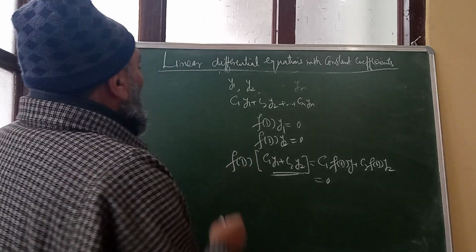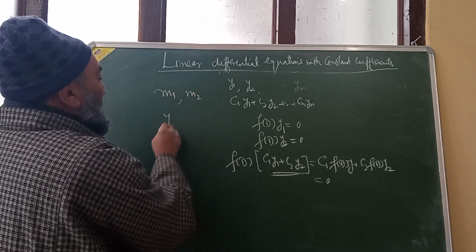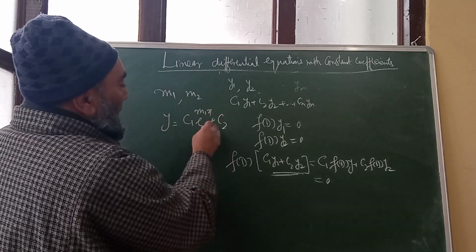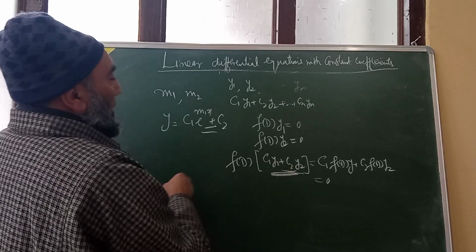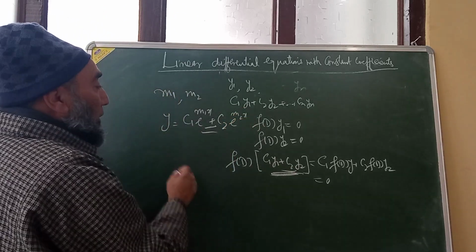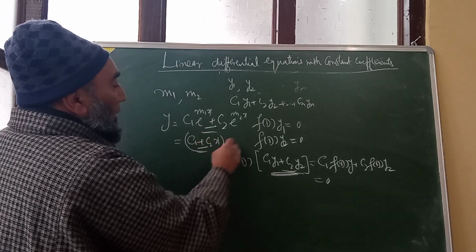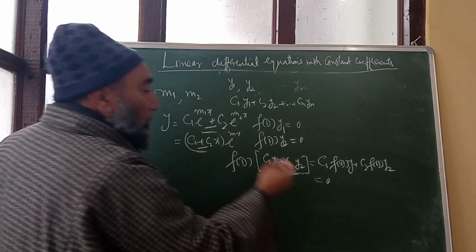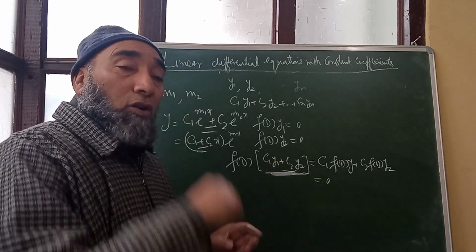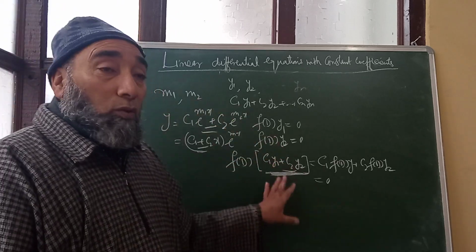That is why when I said that if m1 is a solution and m2 is a solution, the solution is c1 e raised to the power m1x plus c2 e raised to the power m2x. If I have taken repeated roots, then I have taken c1 plus c2x times e raised to the power mx. If I have taken complex roots, I have c1 cos beta x plus c2 sin beta x. That plus is because of this. This is known as the superposition principle.